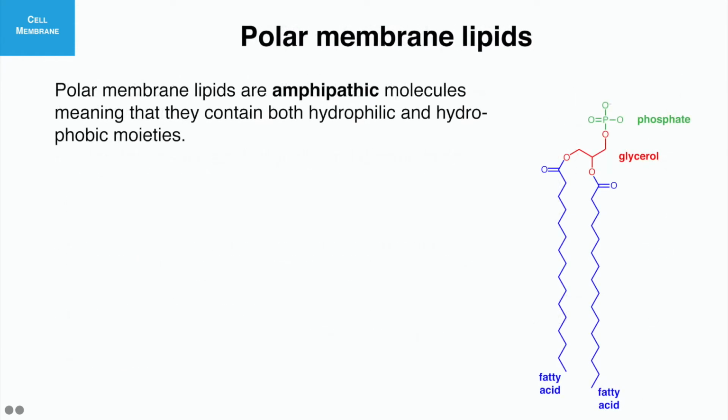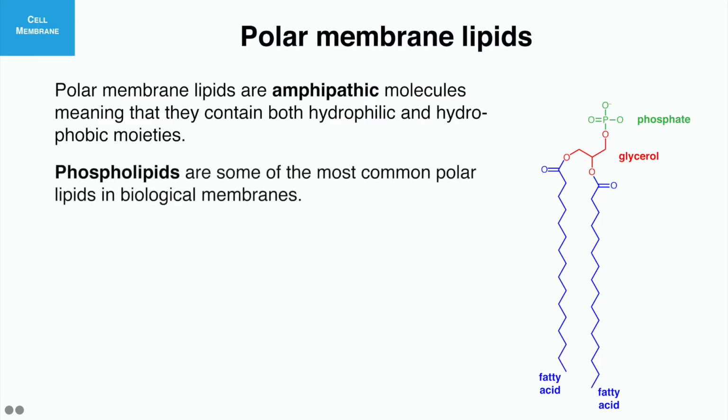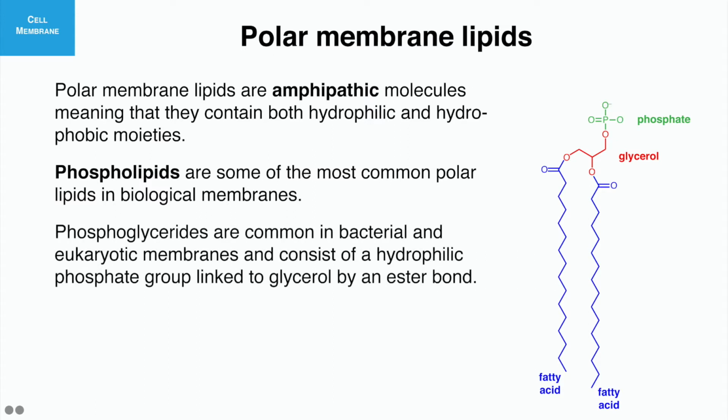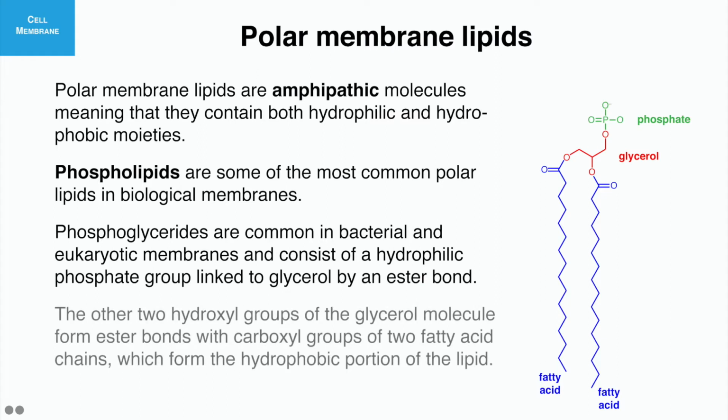Polar membrane lipids are amphipathic molecules, meaning that they contain both hydrophilic and hydrophobic moieties. Phospholipids are some of the most common polar lipids in biological membranes. Phosphoglycerides are common in bacterial and eukaryotic membranes and consist of a hydrophilic phosphate group linked to glycerol by an ester bond. The other two hydroxyl groups of the glycerol molecule form ester bonds with carboxyl groups of two fatty acid chains, which form the hydrophobic portion of the lipid.